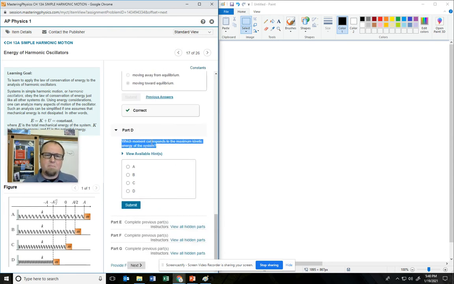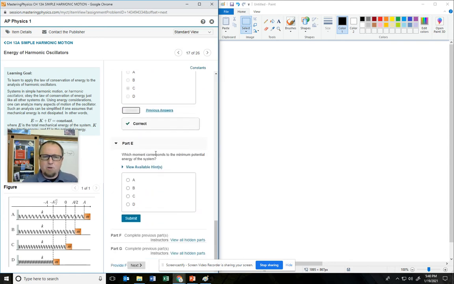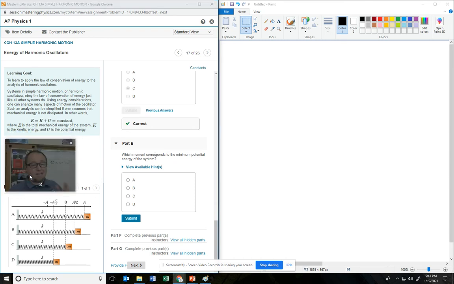Which moment corresponds to the maximum kinetic energy of the system? When are you going the fastest? At equilibrium, point C. Now, which moment corresponds to minimum potential energy? When do you have the smallest potential energy? In this case, it's when you're moving the fastest. When you're moving fastest at equilibrium, that's point C.